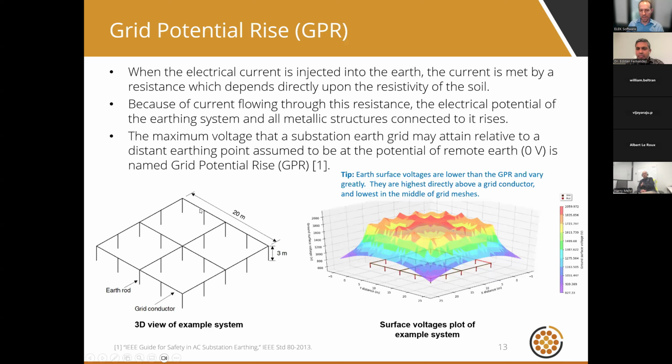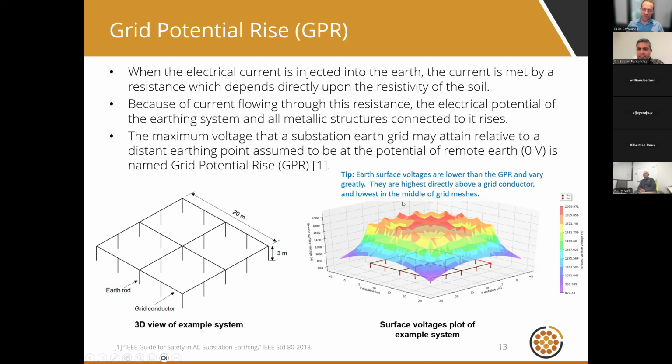This is a sample, quite simple, pretty small earthing system. Again, as I mentioned, when fault current enters the grid, the voltage of the grid increases. There's a definition here in the third point. The voltage increases with respect to remote Earth. This voltage of the grid is referred to as grid potential rise.